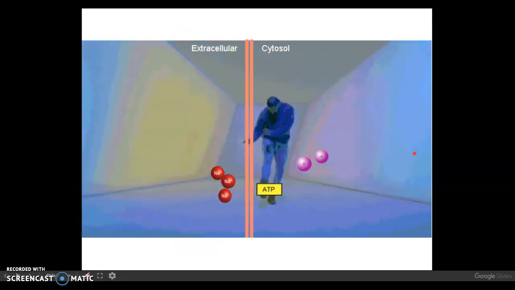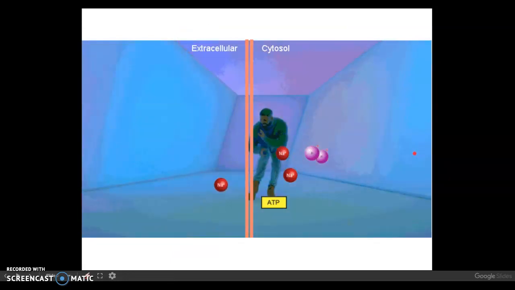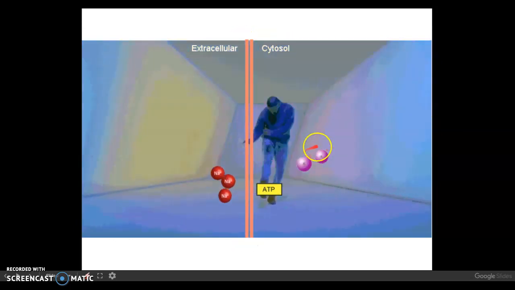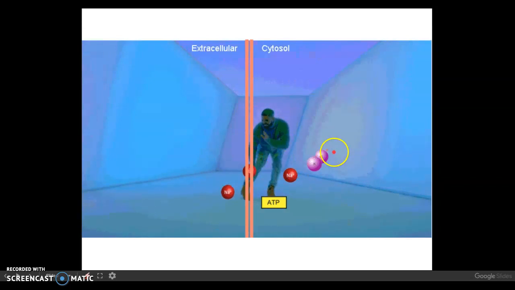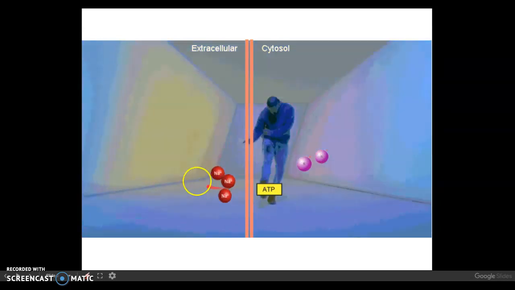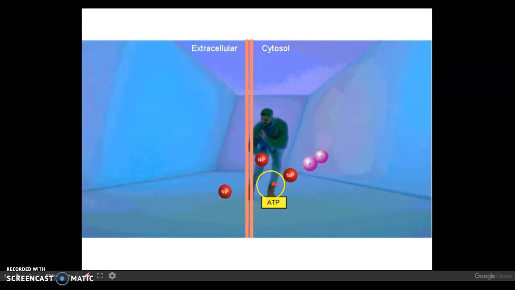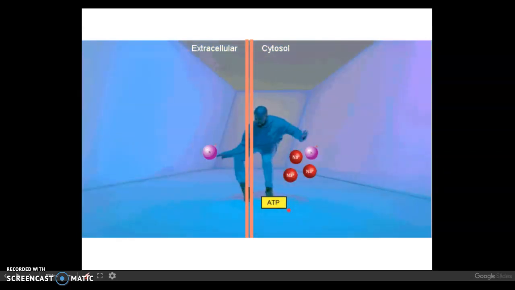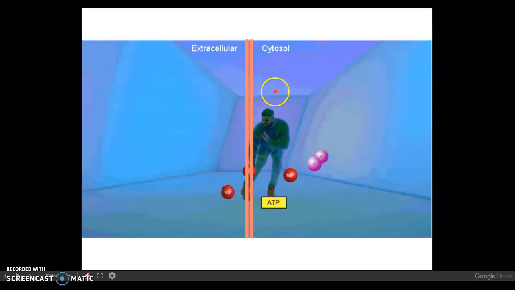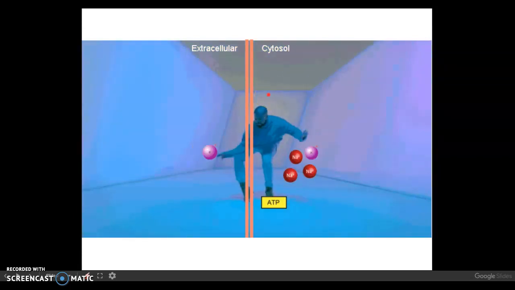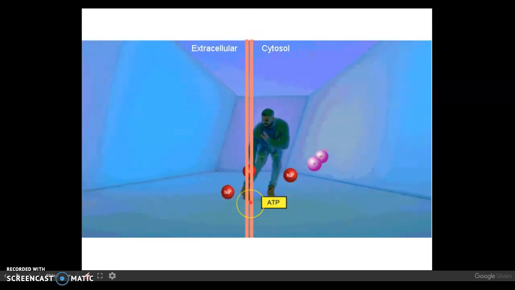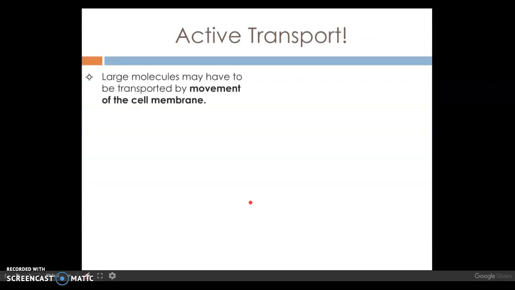This was the example that you saw in the first video with Drake moving molecules across our membrane here. He's moving the potassium over into the cell, which are these pink molecules, and then he's taking the sodium molecules and taking them out of the cell, and ATP right here is our energy that's being used. So in this example, Drake is what we call a protein pump. He is using active transport to move molecules across our cell membrane.